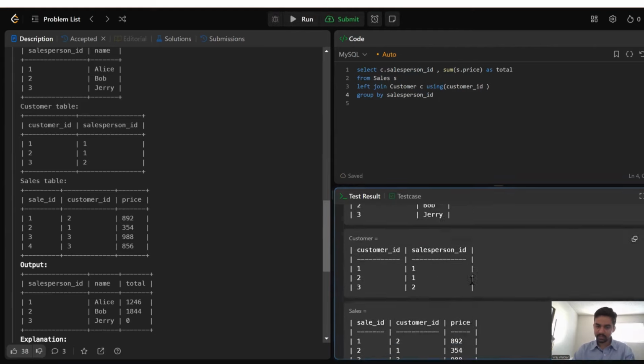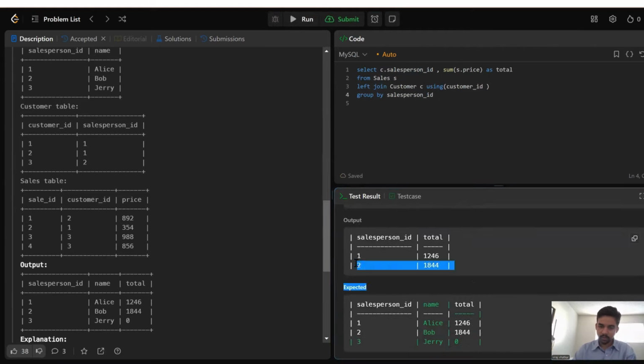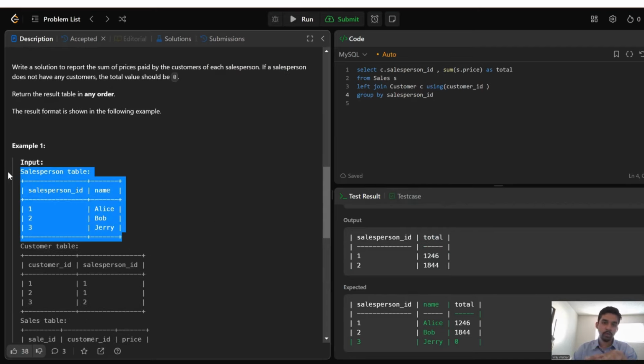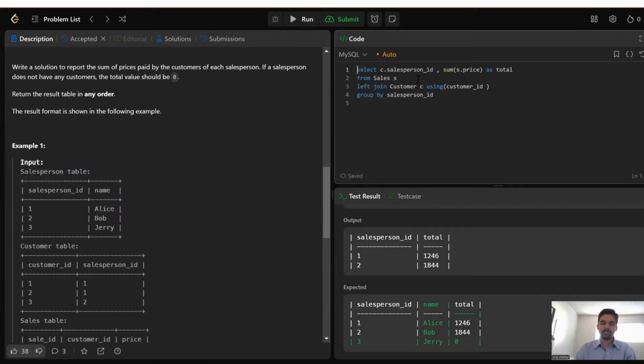So here's the thing. If you look over here, the output shows the salesperson ID along with the total. That is, for each salesperson, the amount they have collected from all their customers is given over here. Now the third step is we have to join this particular table with the salesperson table, because for our output we would be needing the salesperson ID, the name of the salesperson too, as well as the total. Now let's convert it into a common table expression.